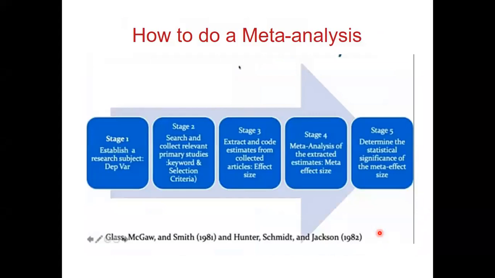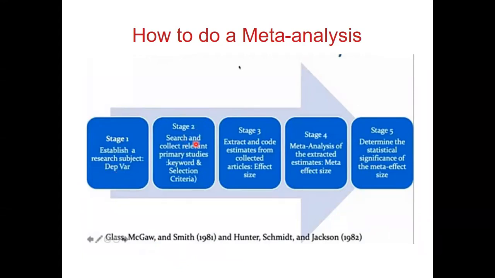Okay? Now, how to do a meta-analysis? This is a summary. Stage one, you simply establish your research subject. That's the dependent variable. You must be aware of the dependent variable. It could be, for example, firm performance. I'm using that as a simple example. Or if you are from the field of human resources, it could be something like employee performance. Or maybe in education, it could be something like student performance in physics or student performance in history, anything, okay? So that is your dependent variable or your subject.